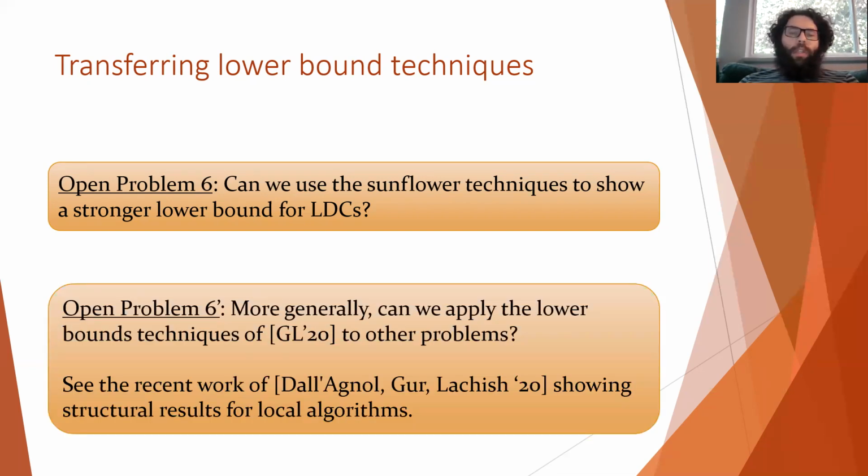And more generally, it would be interesting to apply these sunflower techniques that were used in the work of Gur and Lahish. Can we apply them to other problems? Can we apply them to other local algorithms? So it's a more general open problem that can have more applications than just to locally decodable codes, but to local algorithms in general.